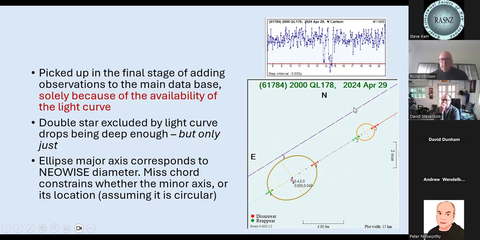This one, this came through with the processing of the light curve. When I saw that, I said, oh, that's just been processed as a single event, believe it or not. And looked at it and then started asking questions. Turned out it's a binary asteroid. Light curves are important for all sorts of reasons.